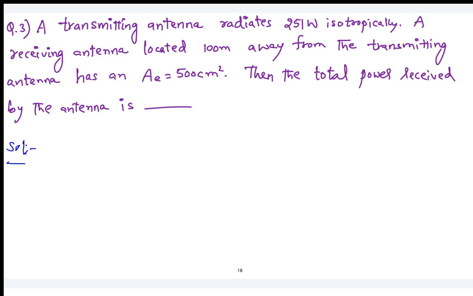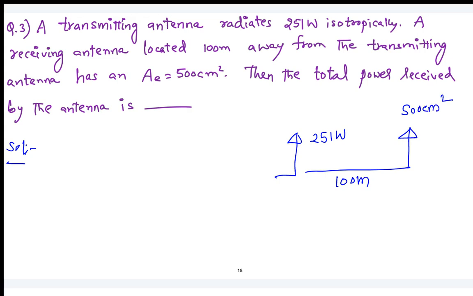So there is a transmitting antenna which radiates a power of 251 watts. After traveling 100 meters distance, you have another receiving antenna where the area is 500 centimeter square. Then find out what is the received power.